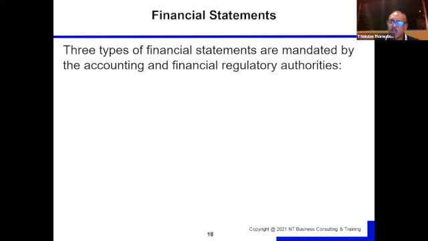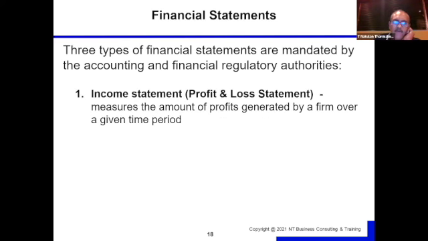When you want to submit your tax returns, or in terms of your partnership, your firm or whatever business you have, the first thing is an income statement, very commonly known as a profit and loss account or a profit and loss statement. It measures the amount of profits generated by a firm over a given period of time.